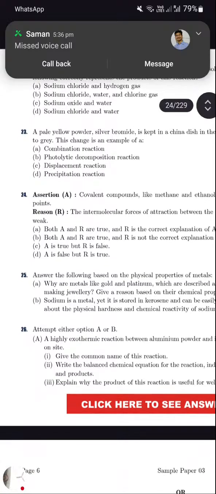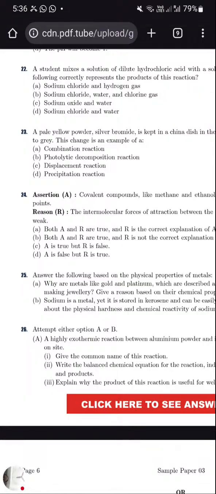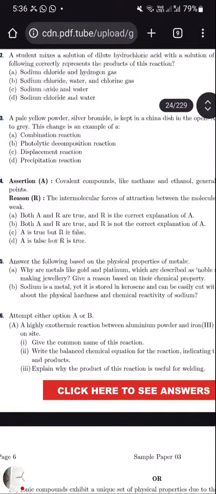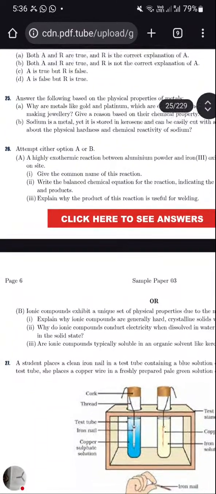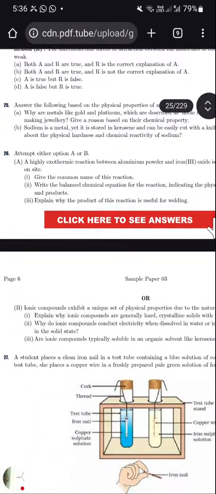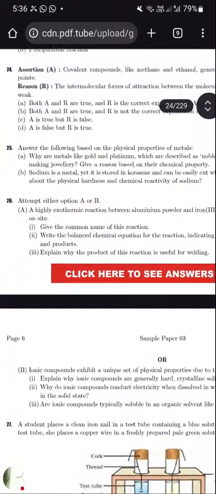Write down a few more answers. I'll continue in a few minutes. 23, 24, just go through with question number 26. Then we'll later discuss these two assertion reason ones.